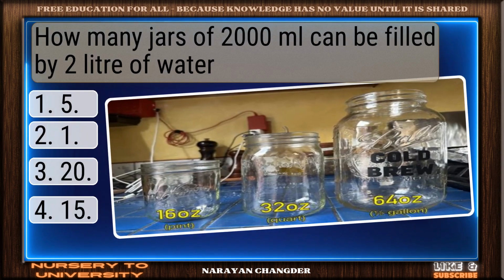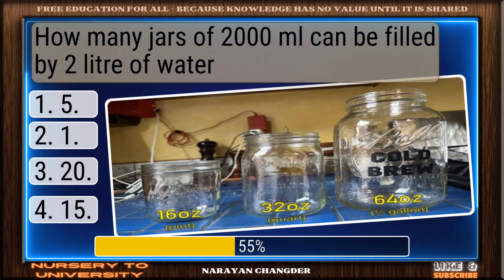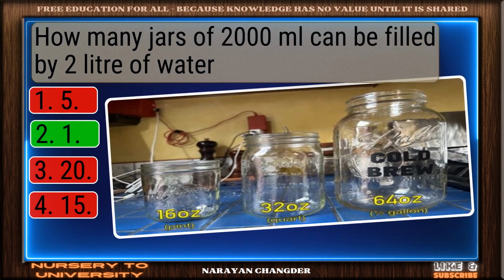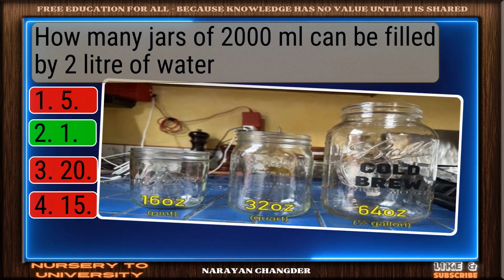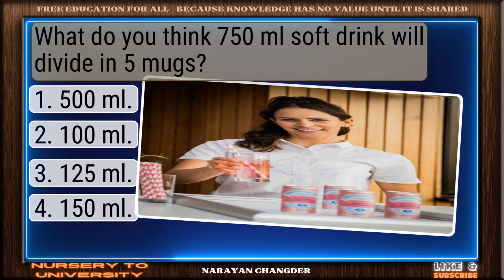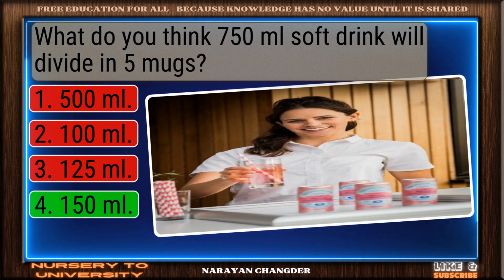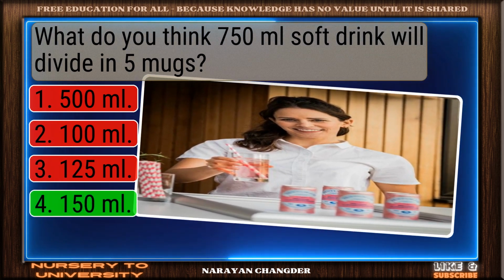How many jars of 2000 ml can be filled by 2 liter of water? Well done. 1 is the right choice. What do you think 750 ml soft drink will divide in 5 mugs? Solid response. 150 ml is a valid choice.